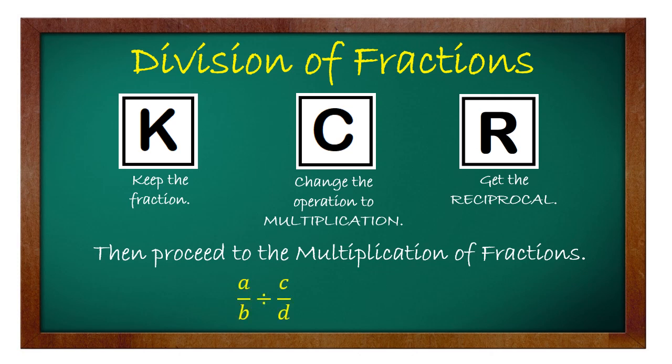So, we have A over B divided by C over D. So, sabi natin, KCR, we keep the first fraction, which is A over B. And then, yung division, gagawin natin multiplication. And then, yung second fraction, kukunin natin yung reciprocal, yung C over D. Babaliktarin natin, yung denominator magiging numerator, yung numerator magiging denominator. So, that's D over C.